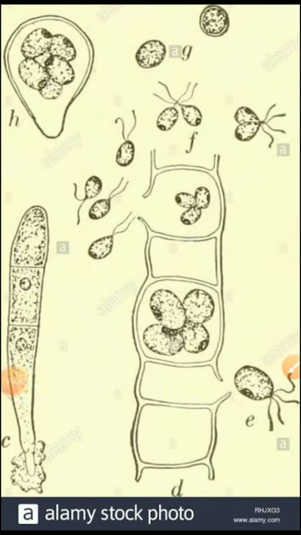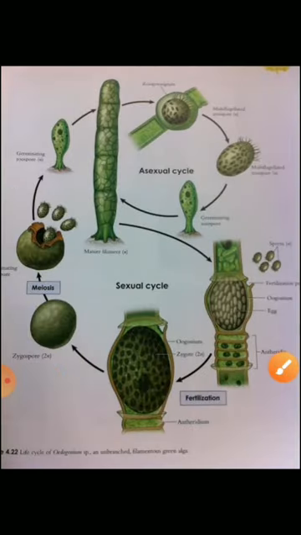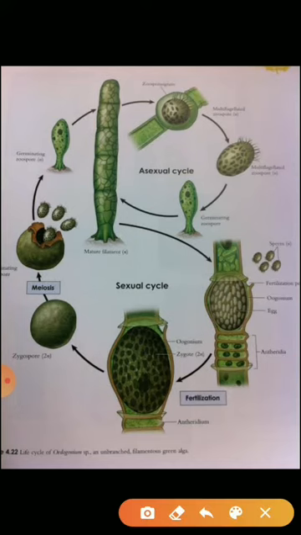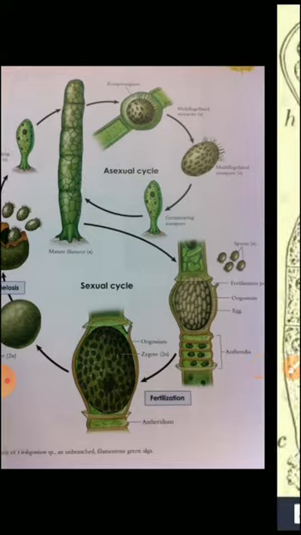First spore is zoospores. Zoospores can be seen in the following organisms like Ulothrix. This is Ulothrix. Okay. Next, Oedogonium. This is Oedogonium. Next, Chlamydomonas. And in these following organisms, what can we see? We can see zoospores.